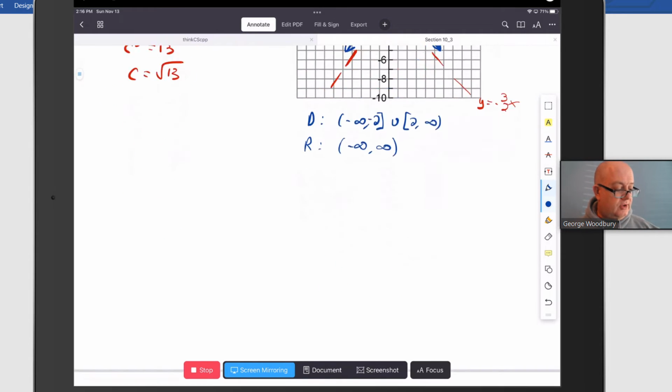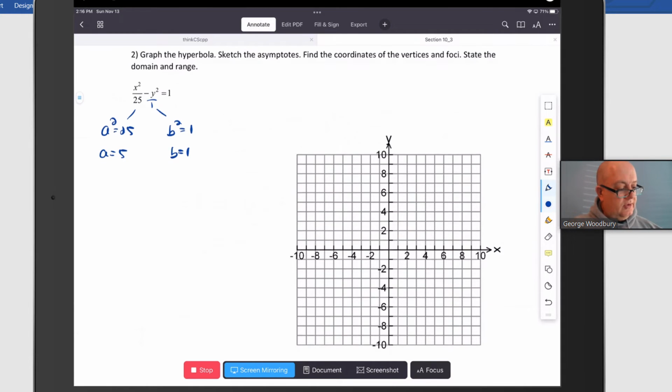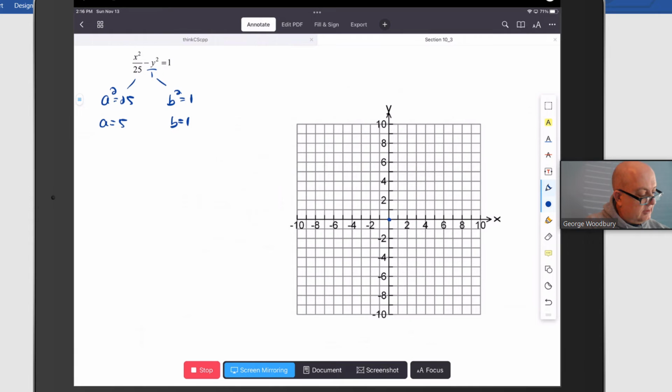Let's try one more of this type. Here we have x squared over 25 minus y squared equals 1. When we don't see a denominator, remember that it could be a 1. That helps us to see that a squared is 25 and b squared is 1. a is 5 and b is 1 from the two denominators. The center is (0, 0), so let's start with that. The vertices are at -5 and 5 on the x-axis.